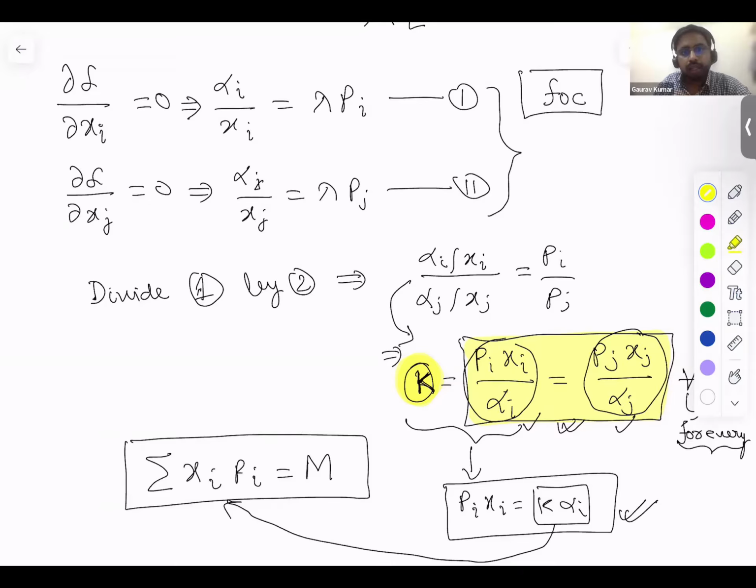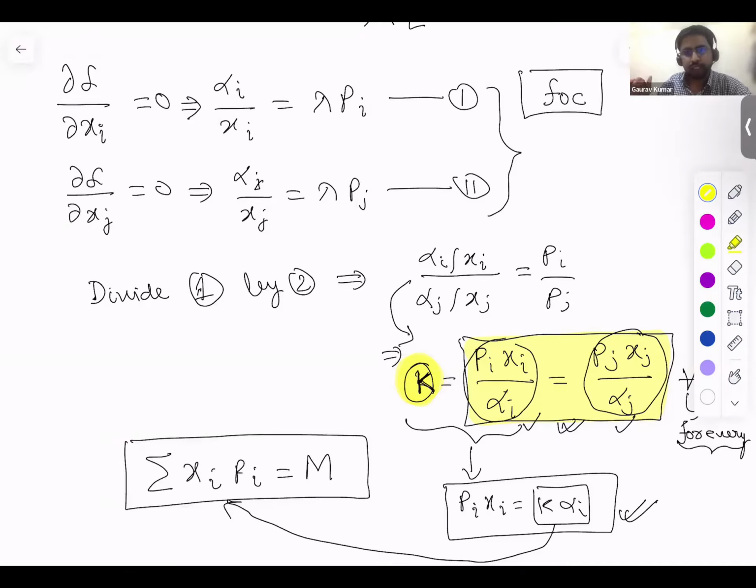Why is the log not removed in the indirect utility function? No. See, the thing is that log is a monotonic function. It's a strictly increasing function, and there is a property that says when you do a strictly monotonic transformation of a utility function, the preference order which the utility function represents is going to be the same for the transformed function also.